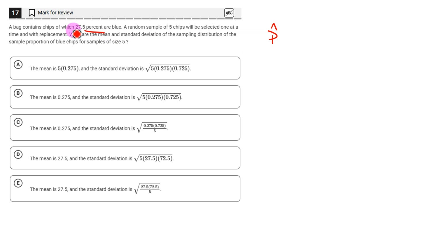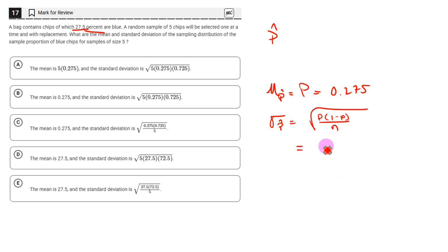Well, the mean of p hat is just p, which in this case is just 0.275. The standard deviation of p hat will be the square root of p times 1 minus p over n. So that's going to be the square root of 0.275 times 1 minus 0.275 over our sample size 5. So that guy right there.